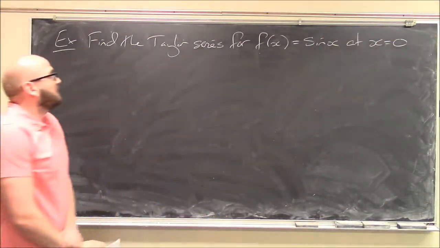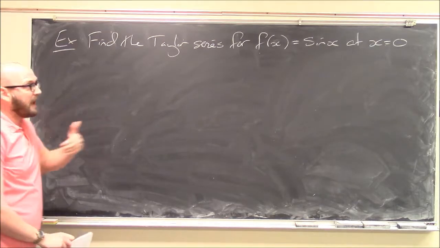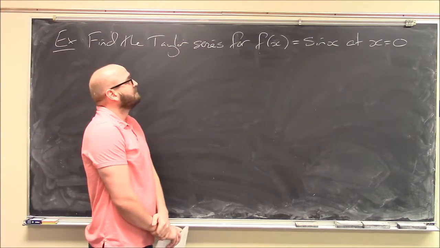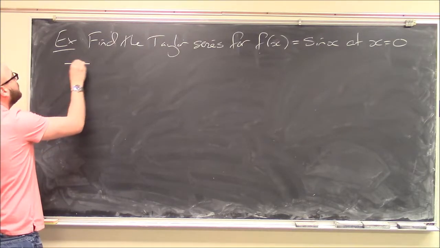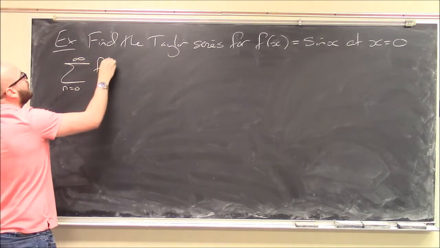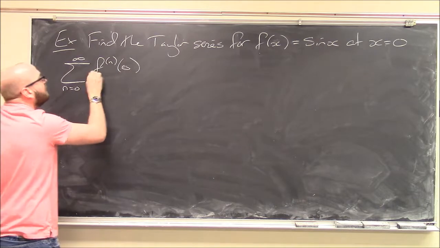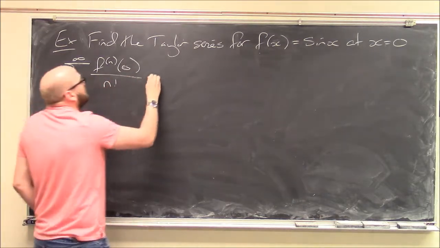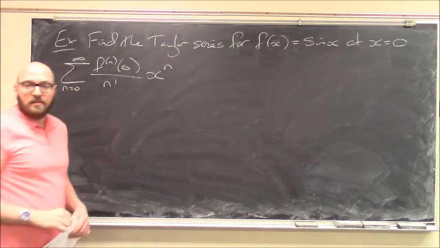So this is our first example. Find the Taylor series for the function f of x equals sine x at x equals 0. Well, how do we do this? Well, we have a formula, right? We have a formula for the Taylor series. It's going to be the sum of the nth derivative at 0 over n factorial times x minus a, but a is 0, x to the n.